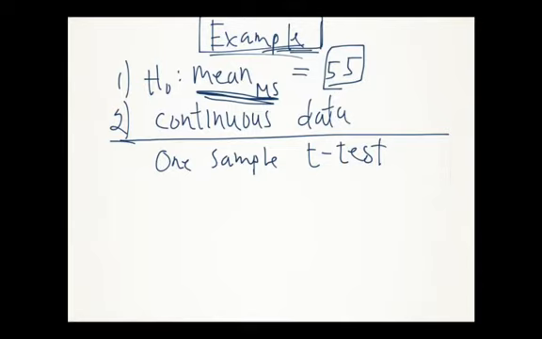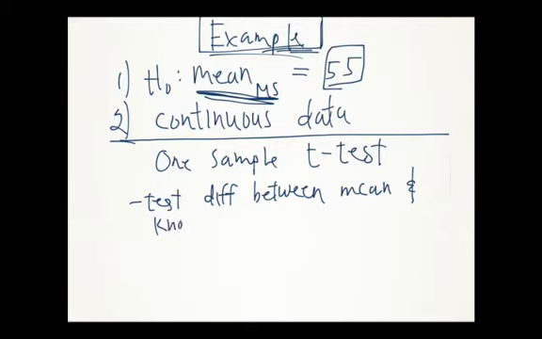Okay? And it's a test for the difference between a mean and a known value. Okay, the one-sample t-test is a test for difference between a mean that we calculated from a sample that we collected and a known value, in this case, the number 55. Okay?